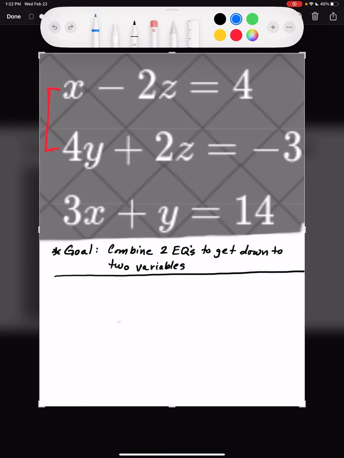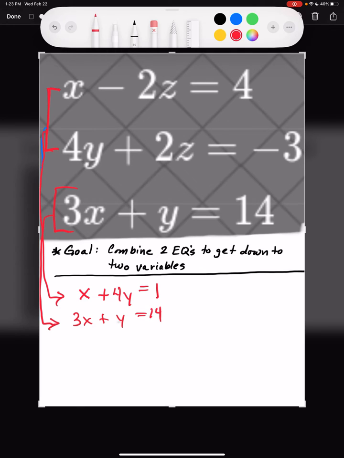You'll notice that there's a negative 2z in the first equation and a positive 2z in the second one. So as we try to get a result of adding those two equations together, I'll then have x plus 4y, which are not like terms, so we'll leave them separate, x plus 4y, and that's going to equal, when you add 4 and negative 3 together, positive 1. Now notice the last equation already has an x and a y in it. So we'll use that as our second equation with two variables also. So we have 3x plus y equals 14.